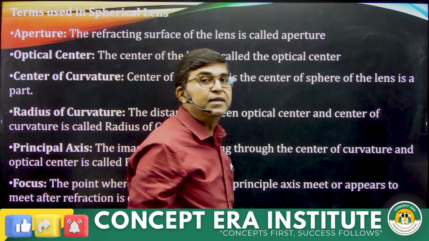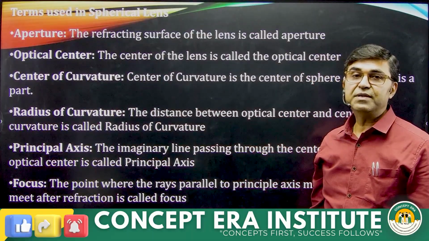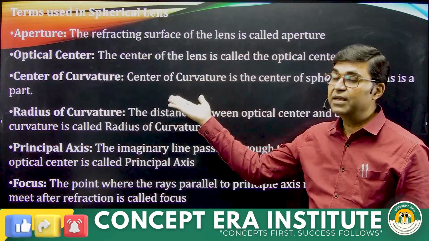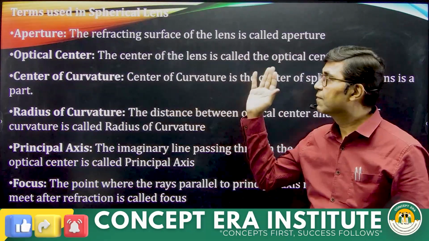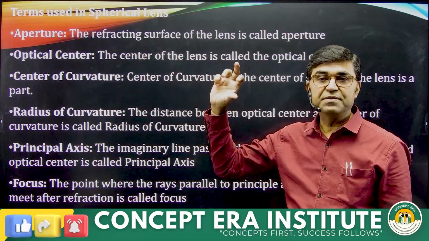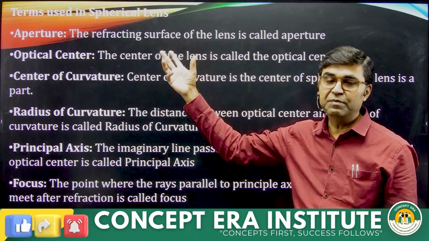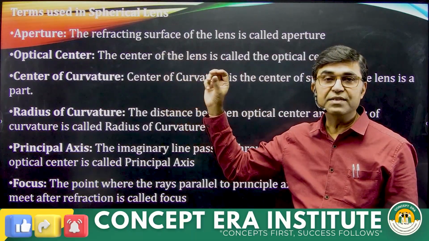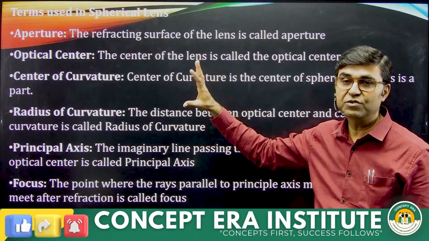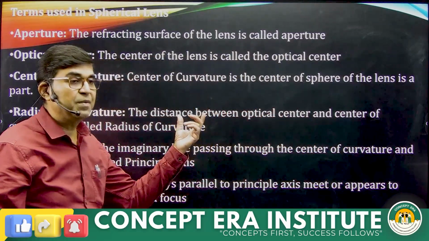Just like there was some terminology in the case of spherical mirrors, almost the same terms are used in the case of spherical lenses also. The aperture means the diameter of the lens. If the lens is small, as in the case of binoculars, the aperture will be less, and if the lens is bigger, as in the case of a magnifying glass, the aperture will be large. So small aperture means the lens is small, and big aperture means the lens is bigger.